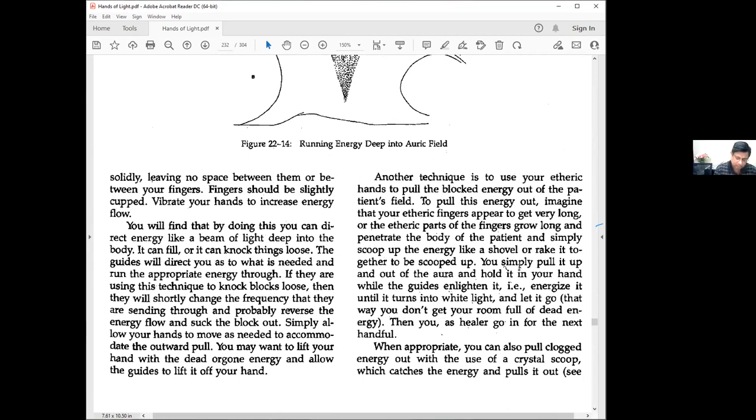You will find that by doing this, you can direct energy like a beam of light deep into the body. It can fill or it can knock things loose. The guides will direct you as to what is needed and run the appropriate energy through. If they are using this technique to knock blocks loose, then they will shortly change the frequency that they are sending through and probably reverse the energy flow and suck the block out. Simply allow your hands to move as needed to accommodate the outward pull. You may want to lift your hand with the dead orgone energy and allow the guides to lift it off your head.